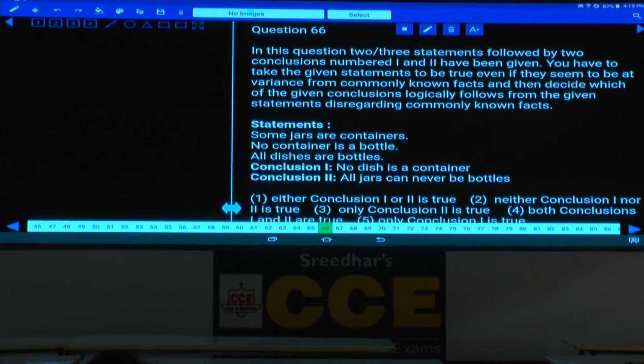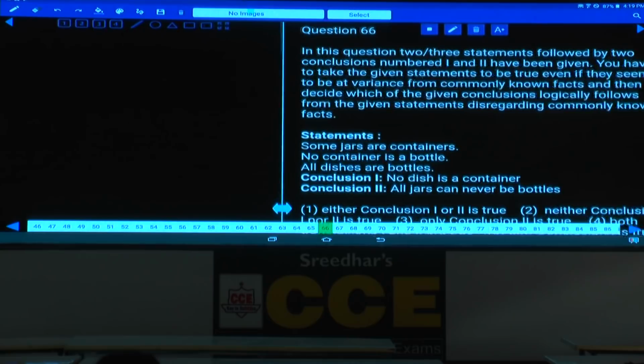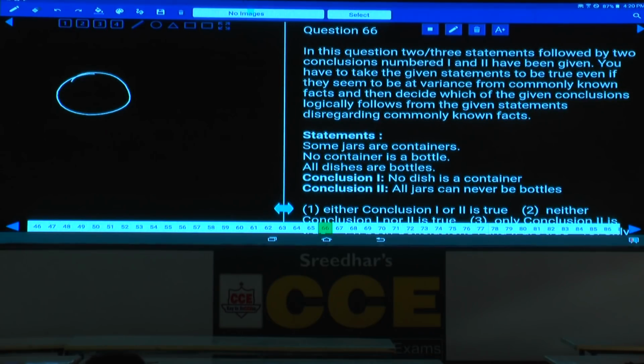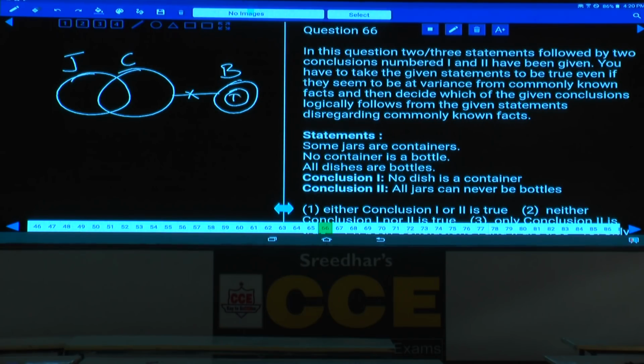Questions 66 to 70 are based on syllogisms. Some jars are containers. These are the jars which are containers. And no container is a bottle. No container is a bottle can be represented like this. And all dishes are what? All the dishes are bottles.